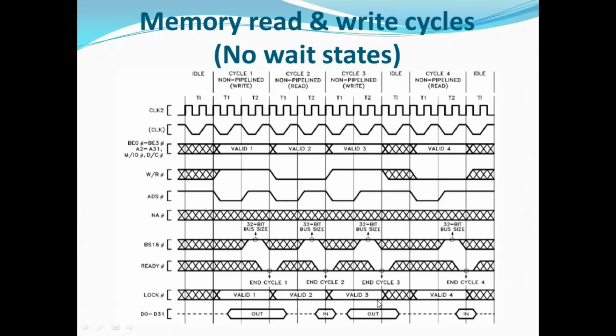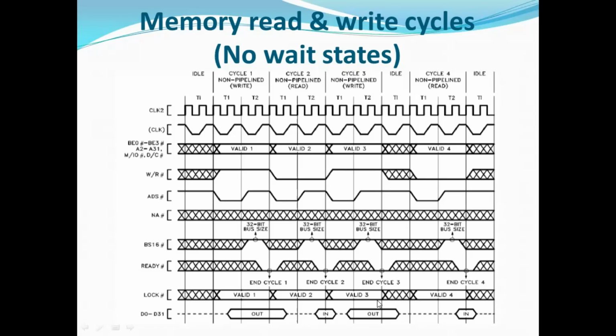Place the address of the location to be read on the address bus. Second step is to activate the memory read control signal on the control bus. Step 3 is to wait for the memory to retrieve the data from the address location. Step 4 is to read the data from the data bus. Step 5 is to drop the memory read control signal to terminate the read cycle. Okay, this is a typical read cycle.